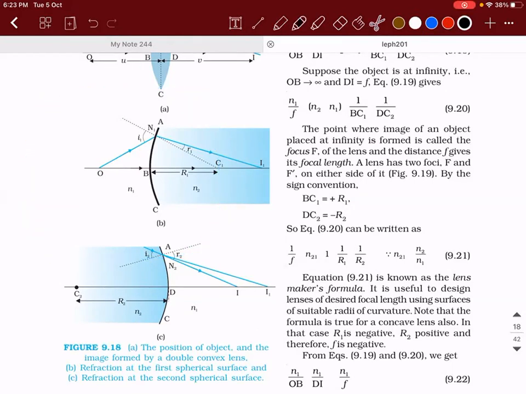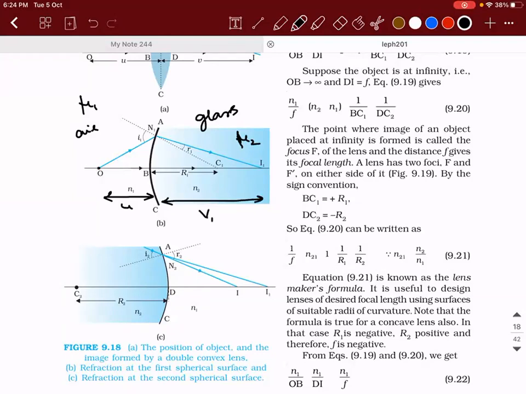Okay, I'll explain it here. If I take this as the air medium and this as the glass medium, then as I told you, due to the first refracting surface N1, there will be an image formed, and that image will be formed within the lens itself. So if I take this medium's refractive index to be mu1, this medium's refractive index to be mu2, then this distance will be u and this distance will be v1.